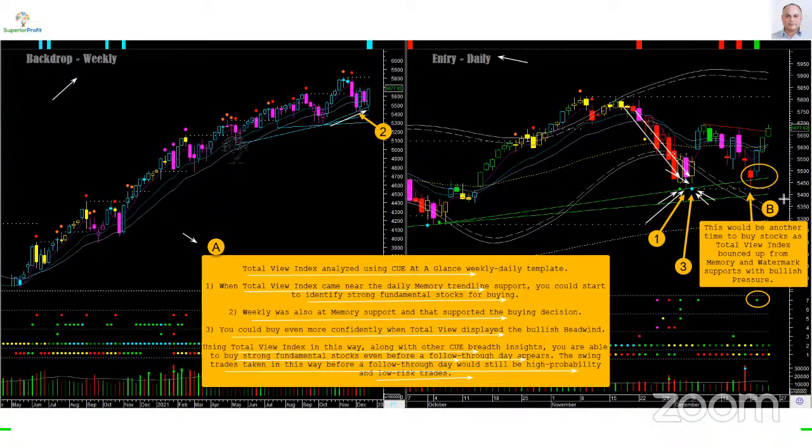And look at the point B, another time the same trend line support. And notice it is coming from far away. This should be another time to buy stocks, as Total View index bounced up from the same memory, and in this case also a watermark support with bullish pressure. Again, I'm using the full array of Q signals to analyze the custom index Total View. Very powerful. We could buy before follow through day, we could buy before Eureka Day with high confidence. Still we would have and did have high probability low risk trades.